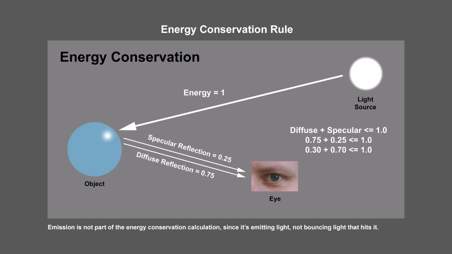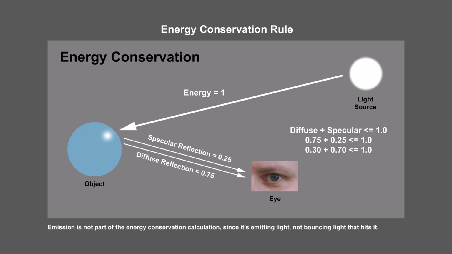So let's just do a simple version of this. So we have our light source, which you can see over on the right, and it shoots an energy value of 1 and hits a surface. And that surface has those different surface properties that we just discussed. And for example, if your specular reflection is 0.25, then the diffuse reflection can't be any larger than 0.75 in order to keep that energy conservation rule active when it goes to your eye.